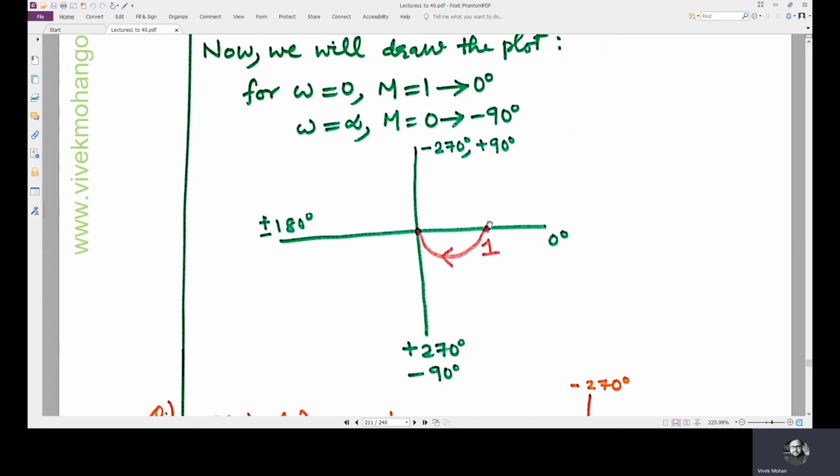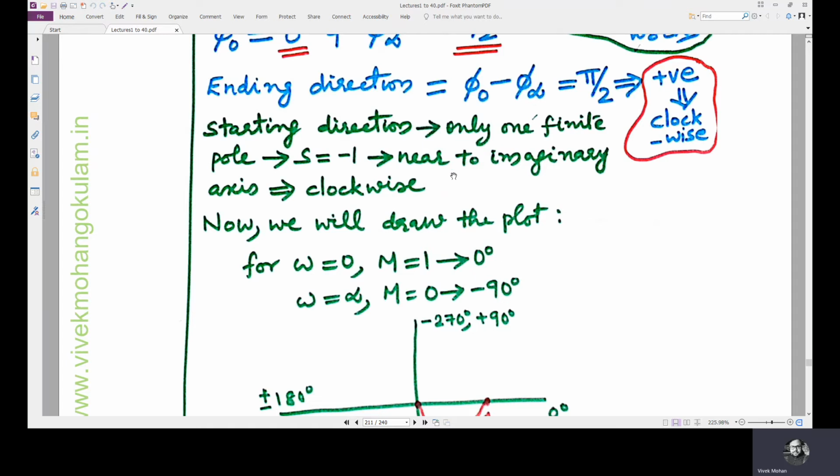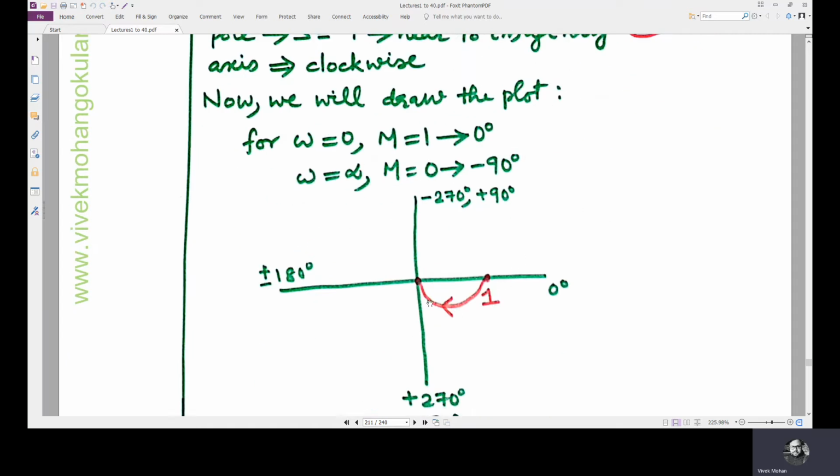Now we have to find the starting point. For that we have to see from which part of the axis we'll start. So you see here for omega equal to 0, phi 0 is 0, so it will start from the 0 degree side. Now from which point will it start on the 0 degree axis? To find that, we have to evaluate M0. M0 is 1, magnitude is 1. So at point 1 it will start. Now we need to get the starting direction. The starting direction is clockwise, so it will move like this, clockwise.